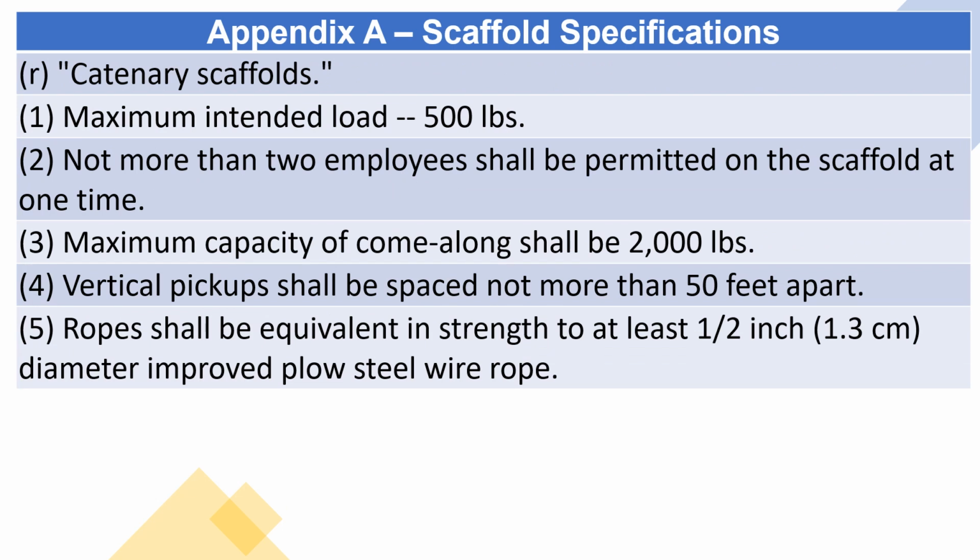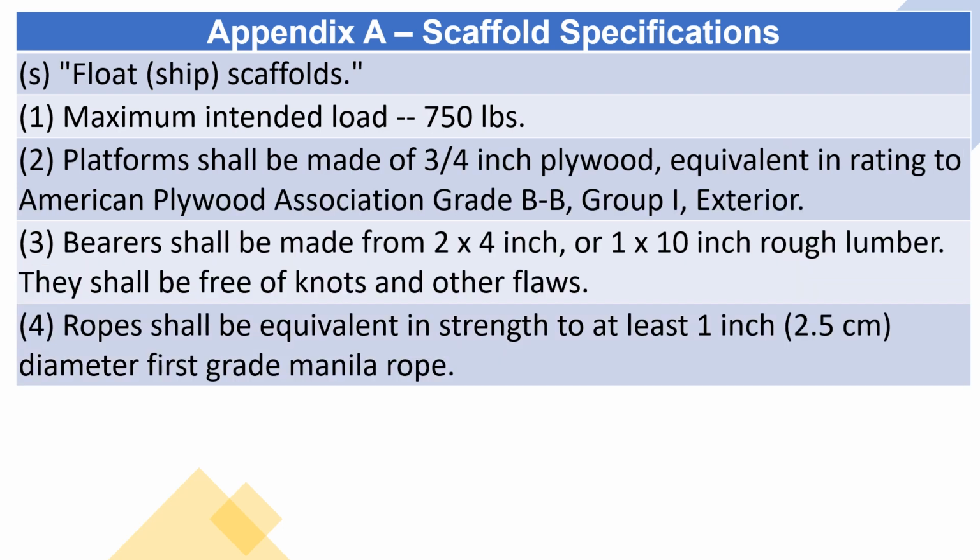R. Catenary scaffolds. 1. Maximum intended load 500 pounds. 2. Not more than 2 employees shall be permitted on the scaffold at one time. 3. Maximum capacity of come-along shall be 2,000 pounds. 4. Vertical pickups shall be spaced not more than 50 feet apart. 5. Rope shall be equivalent in strength to at least half an inch, 1.3 centimeters, diameter improved plow steel wire rope.